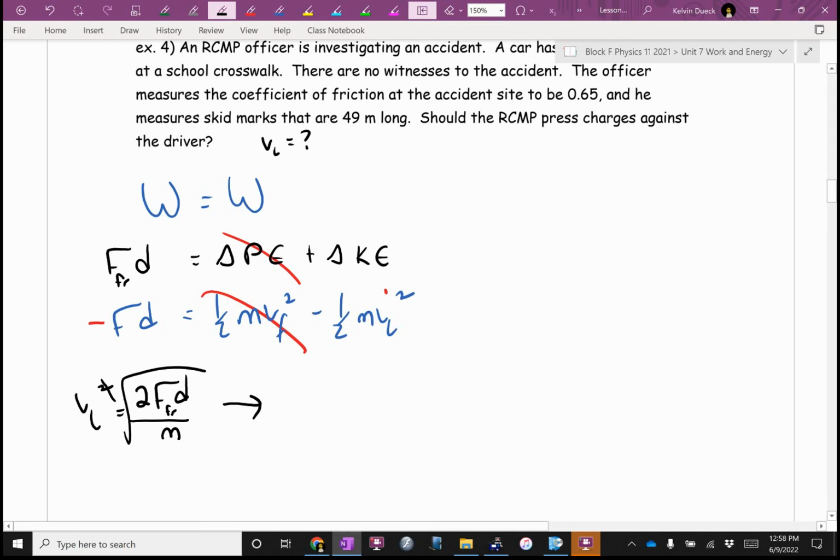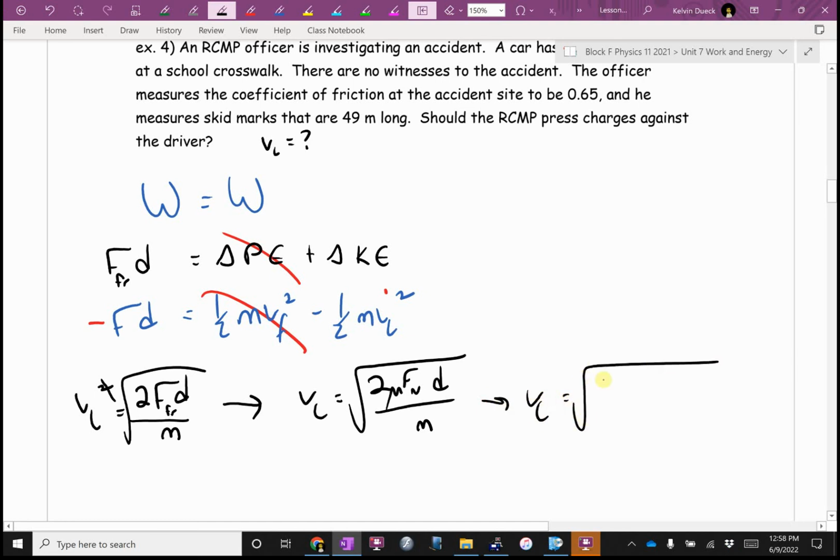I think my next line, I would write VI equals the square root of 2 normal force, mu normal force d over m. I don't know the normal force. Well, if I visualize the free body diagram, what's the normal force the same size as, Aiden? I think I can say this. VI equals the square root of 2 mu mgd over m.